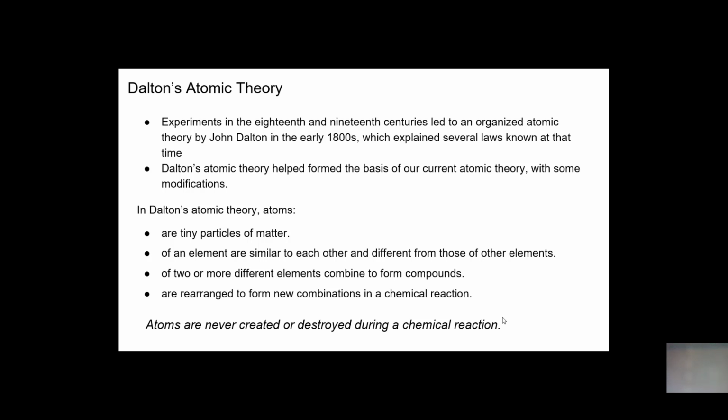The atoms of two or more different elements combine to form compounds. What this means is you take an element from the periodic table, for instance hydrogen, and you combine it with oxygen, and we end up with H2O. So these elements will combine together to create substances or compounds. Atoms will also rearrange to form new combinations in a chemical reaction.